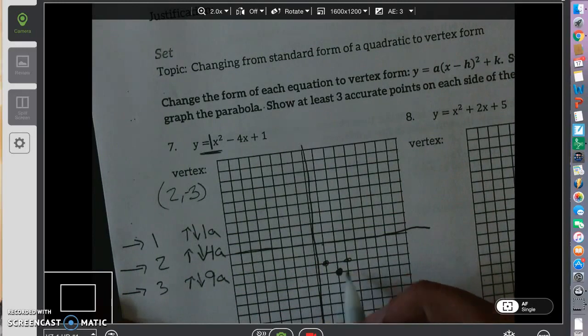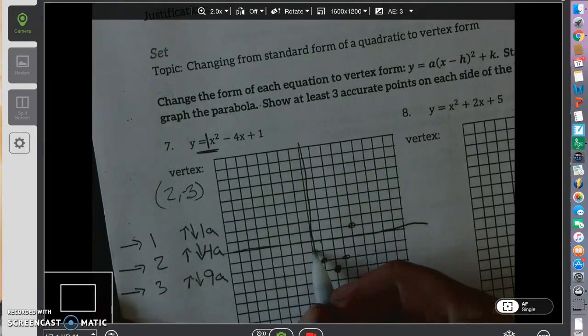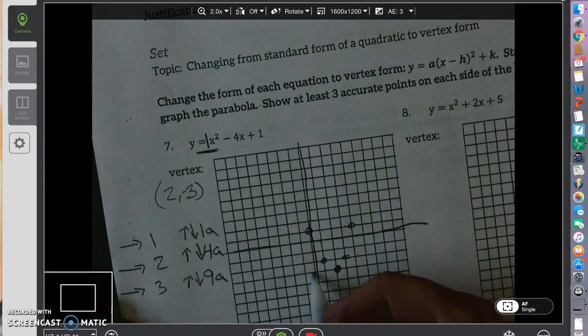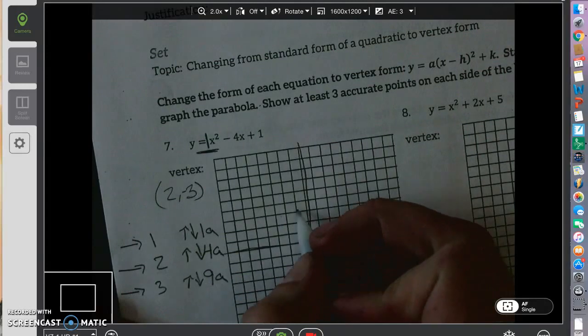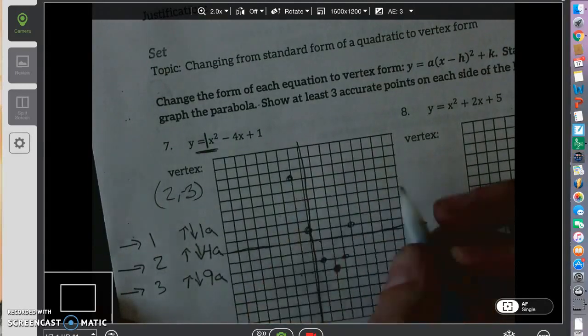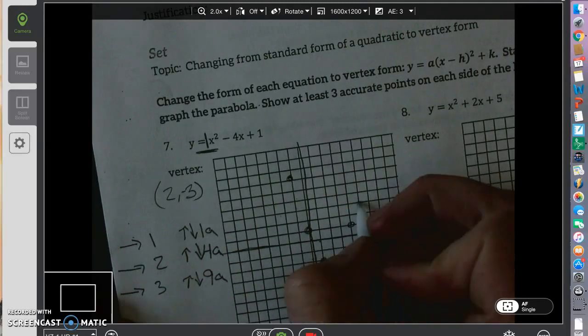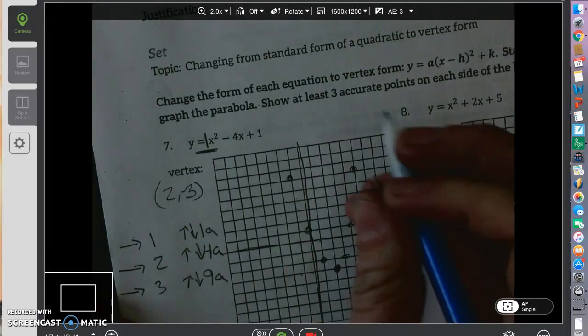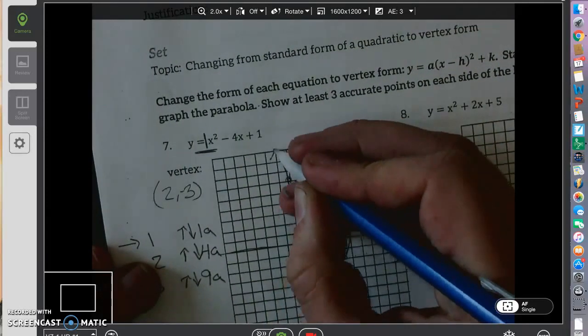Then from my vertex, I go over 2, up 1, 2, 3, 4. Over 2, up 1, 2, 3, 4. Over 3, up 9: 1, 2, 3, 4, 5, 6, 7, 8, 9. And then you draw your lines. Number 8 is almost the exact same.